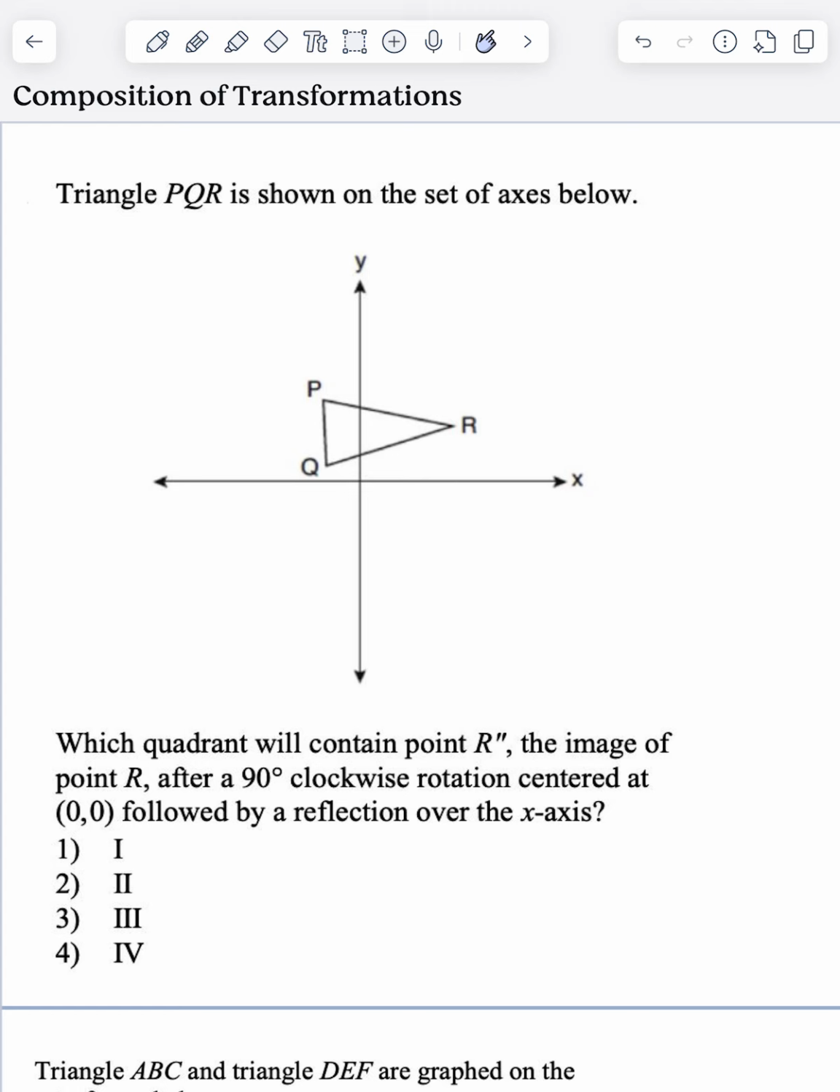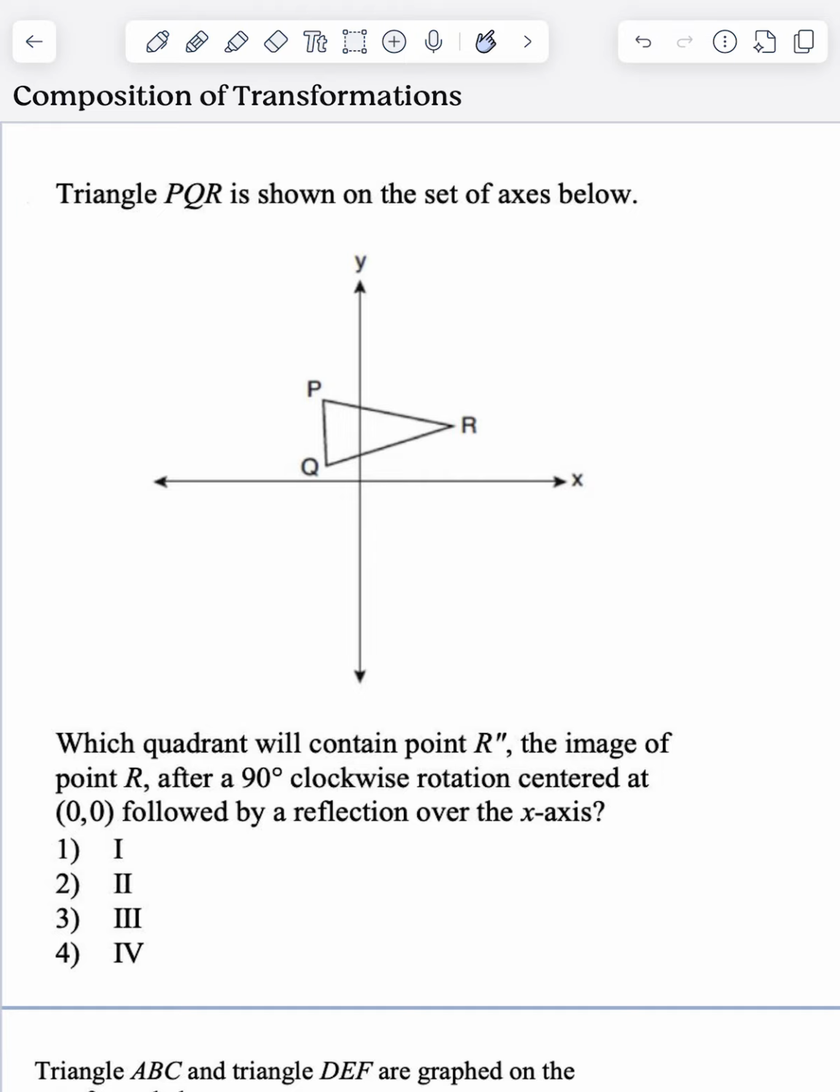In this video, we're going to talk about performing compositions of transformations or sequences of transformations. This means doing multiple transformations, one and then the other. In the first question we have here, we have triangle PQR on the grid.